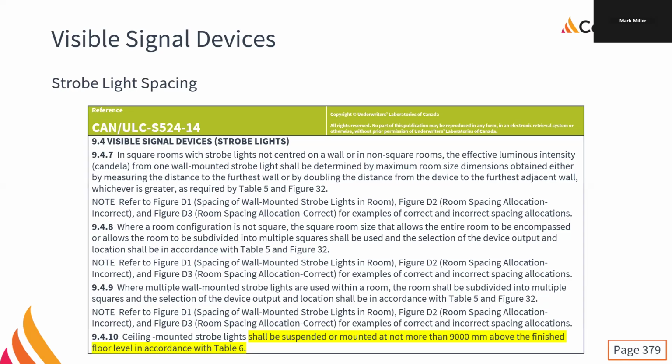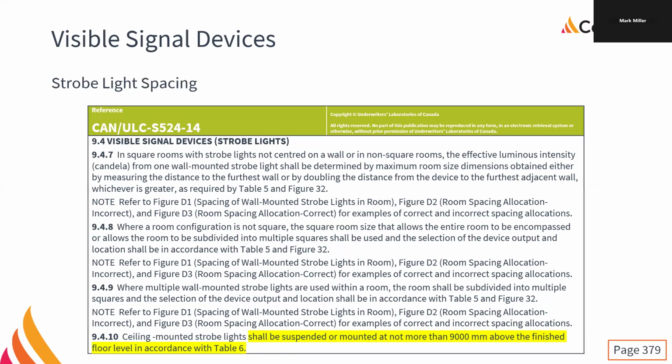When we're dealing with ceiling mounted strobes, they can only be put so high. Anecdotally, at least, ceiling mounted strobes are not as effective as wall mounted strobes. They tend to be more easy to ignore because everyone is walking with their hood up, hat down, staring at their phone, and they just don't notice the strobes. So we've got a maximum height of 9 meters above the floor for ceiling mounted strobes.